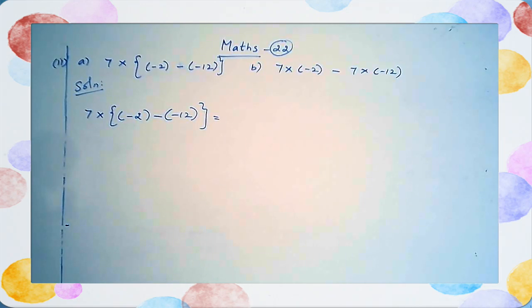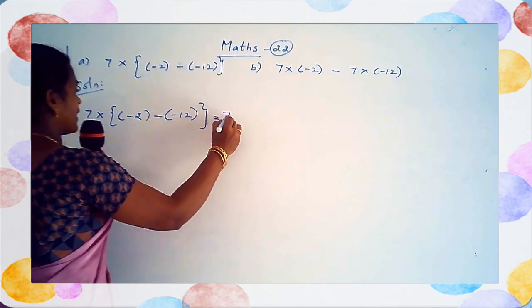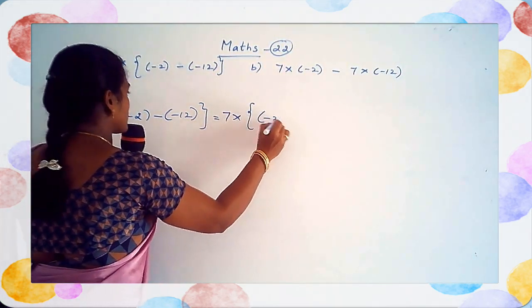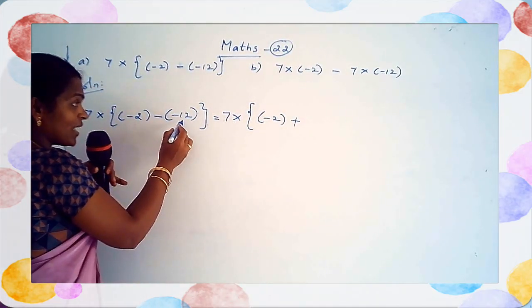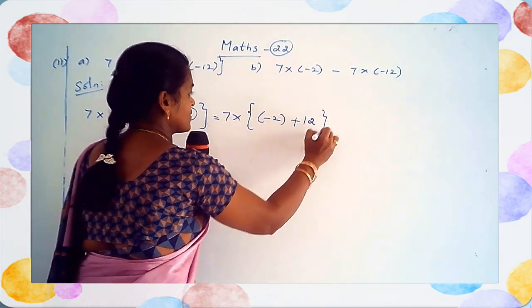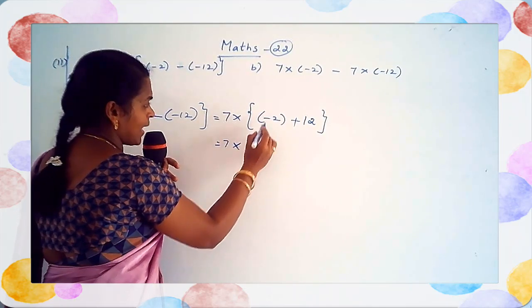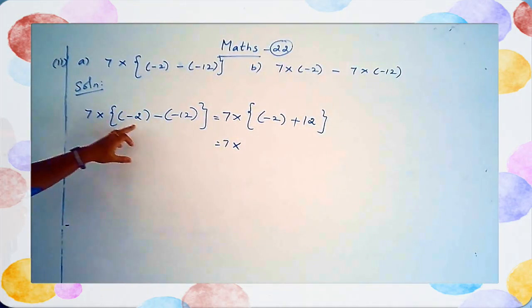In subtraction, we add the additive inverse. Yes, children? So 7 into minus 2, minus sign into plus. That time you put the additive inverse. What is the additive inverse of minus 12? 12. Now 7 into again minus 2 plus 12. What is the value of minus 2 plus 12?